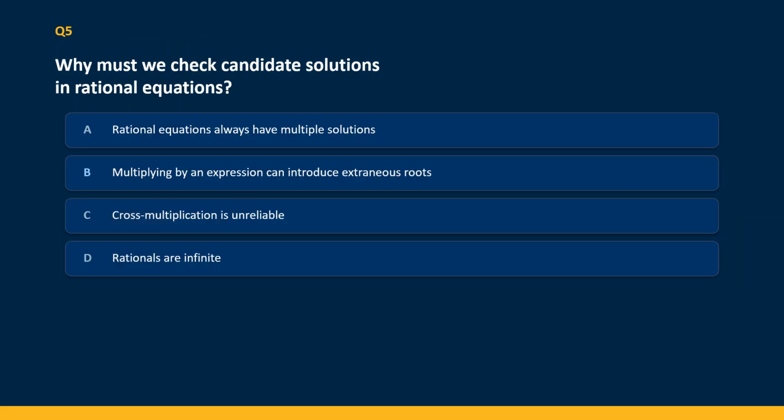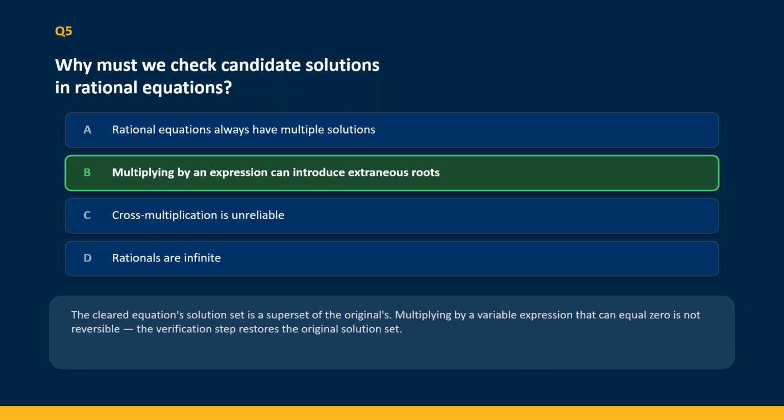Question 5. Why must we check candidate solutions in rational equations? The answer choices are A. To simplify the answer. B. To verify that no candidate makes a denominator 0. C. To find additional solutions. D. To convert to decimals. Allow a brief pause for reflection before revealing the answer. The correct answer is B.